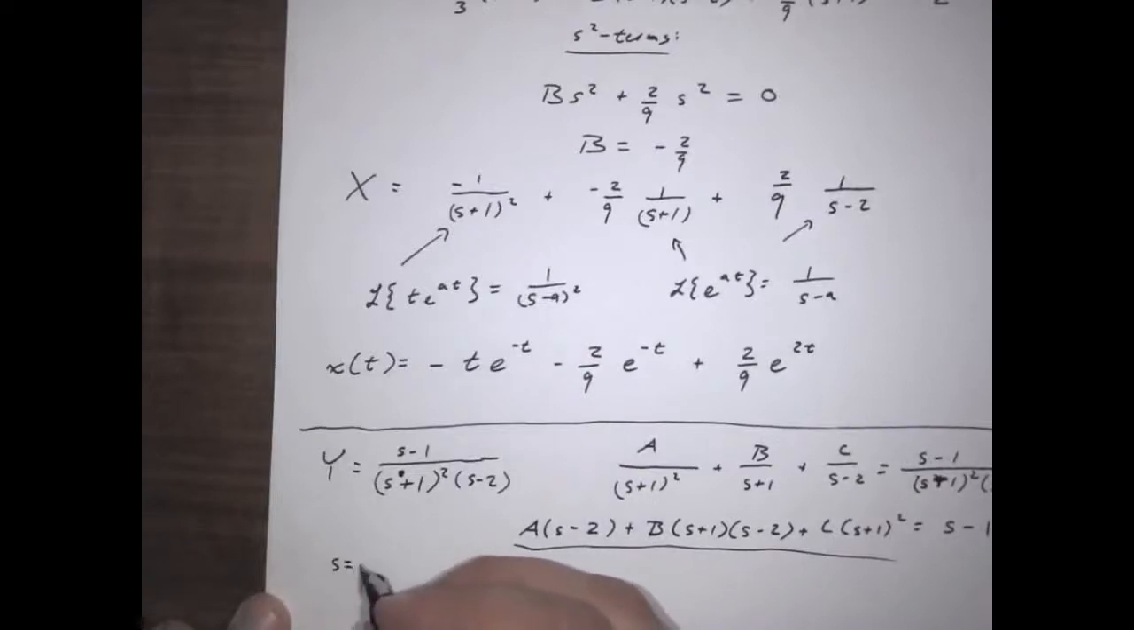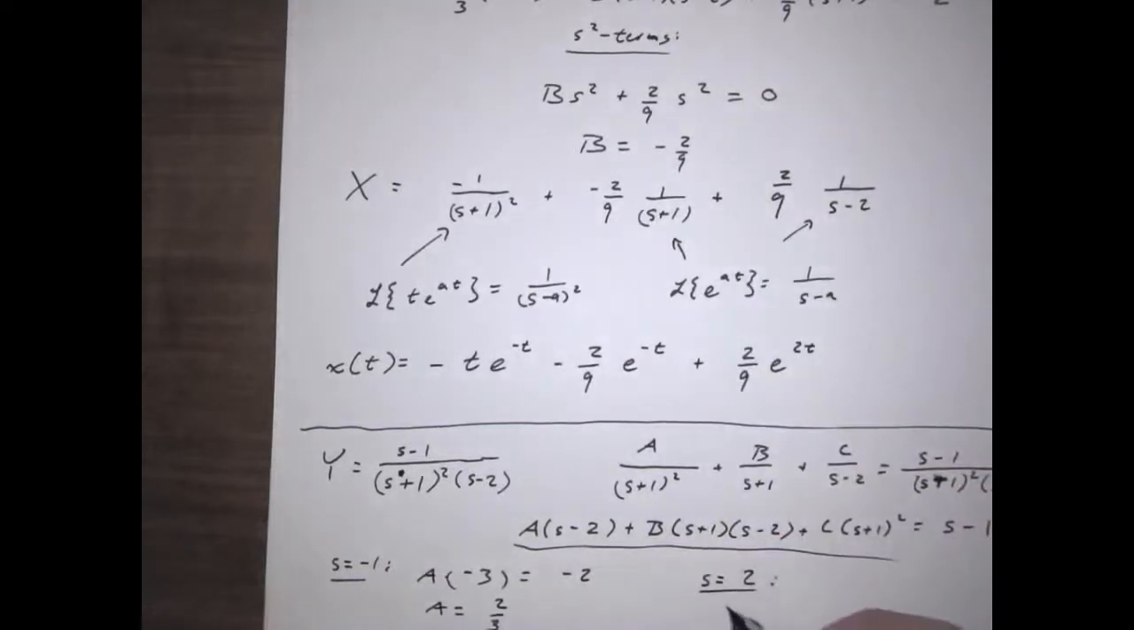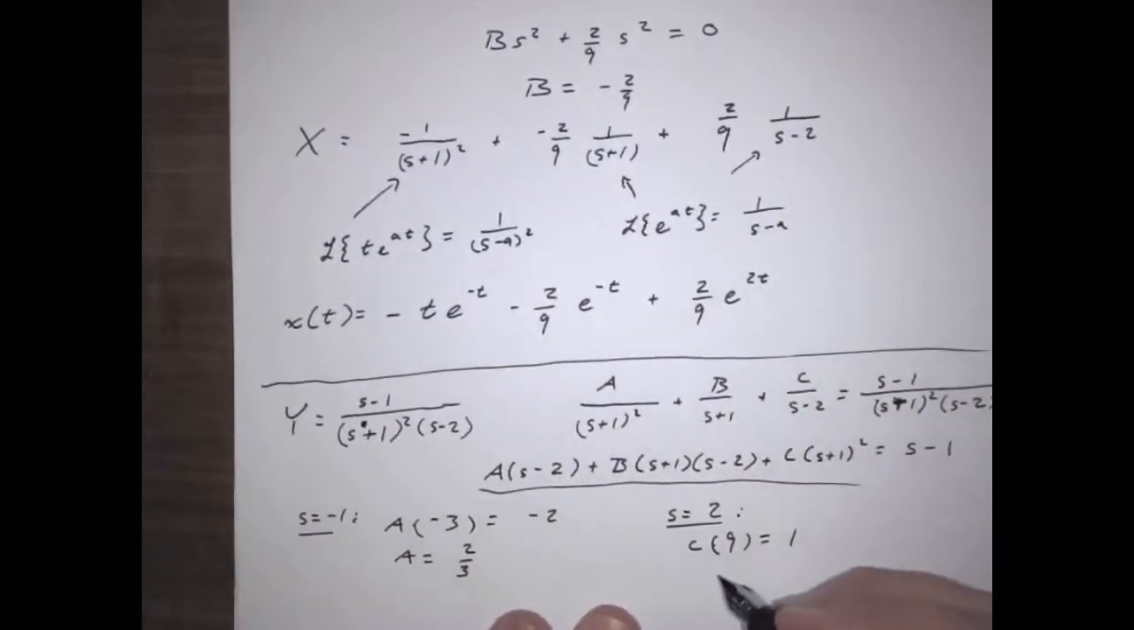So if s equals negative 1, then we're going to have a times negative 3 as before is equal to, now it's going to be a negative 2. So a equals 2/3. And if I have s equals 2 as before, I'm going to have c times 9. The left hand side will all be the same; it's only the right hand side that could change. Equals 2 minus 1 is 1, so then c equals 1/9.